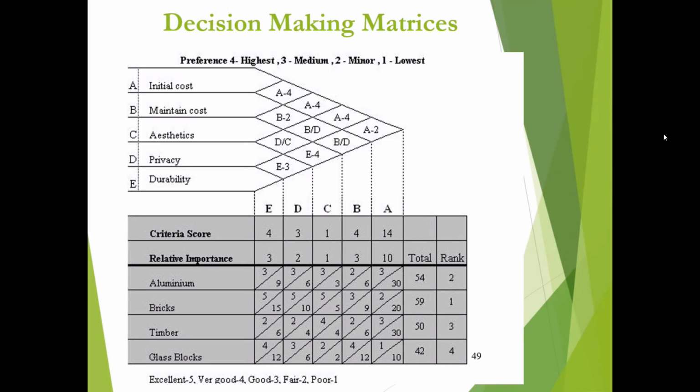And similarly that. And then when you add the bottoms, it gives 54 total for when you add this one. So 59, 50, and 42. So amongst all 4 alternatives, bricks receive the highest score. So that is considered as the best alternative.